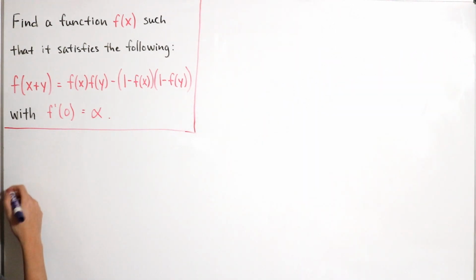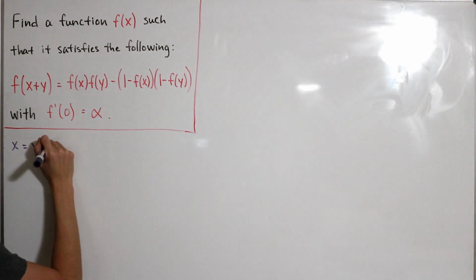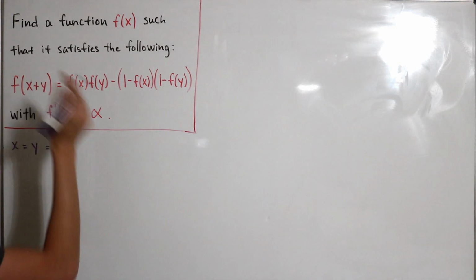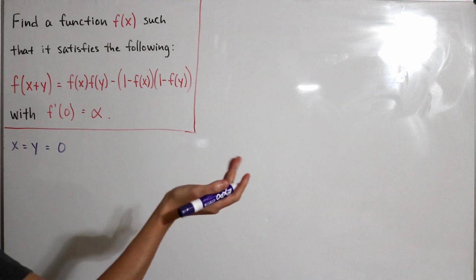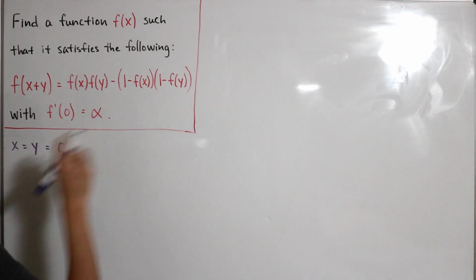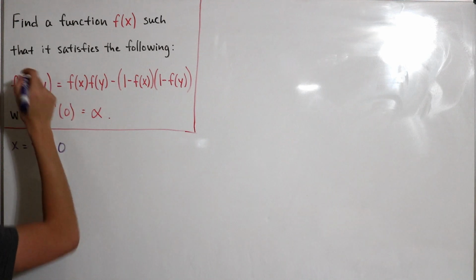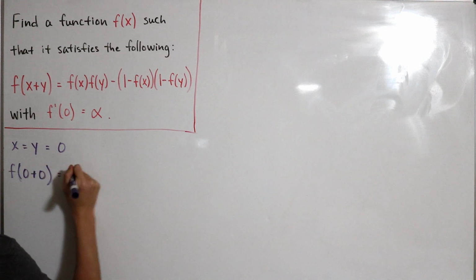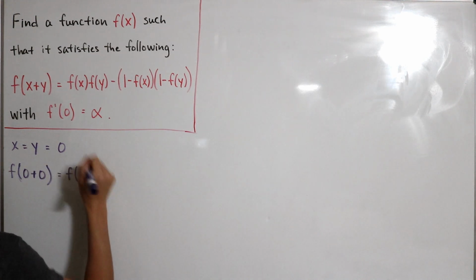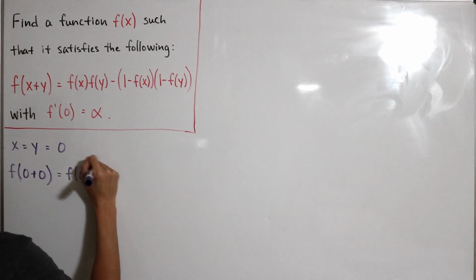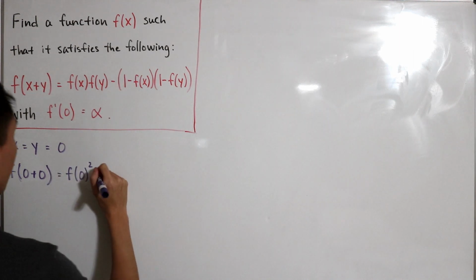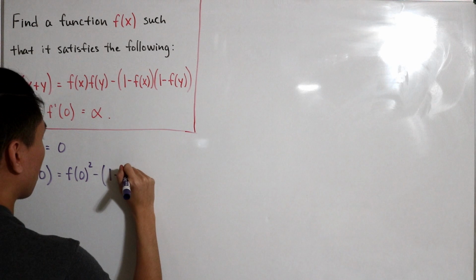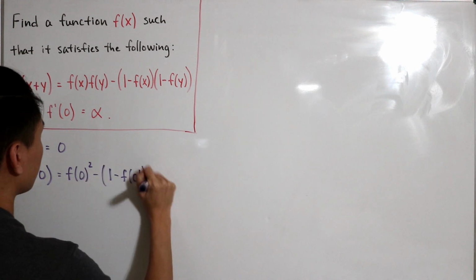Suppose we let x and y equal 0. We want to find the f of 0 value, as we want to build another initial condition to use later. So if we plug everything in, we have f of 0 plus 0 equal to f of 0 times f of 0, which I'll write as f of 0 squared, and then subtract 1 minus f of 0 times 1 minus f of 0 again, so 1 minus f of 0, quantity squared.